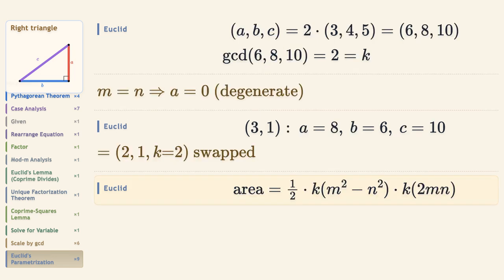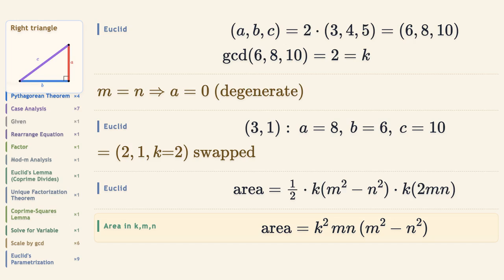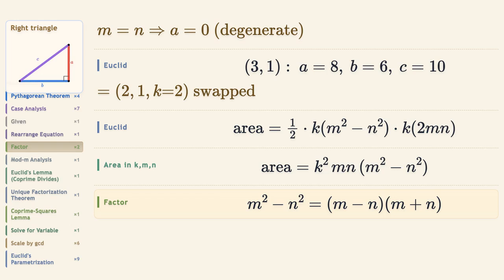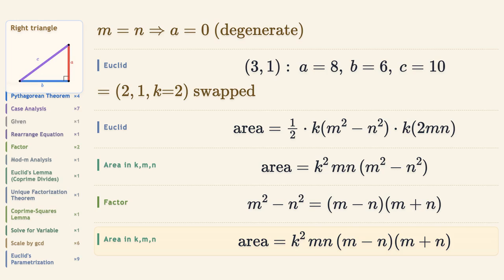Area is 1/2 times k times (m² minus n²) times k times 2mn. After simplification, area equals k² times mn times (m² minus n²). Factor m² minus n² as (m minus n) times (m plus n). So area equals k² times mn times (m minus n) times (m plus n).